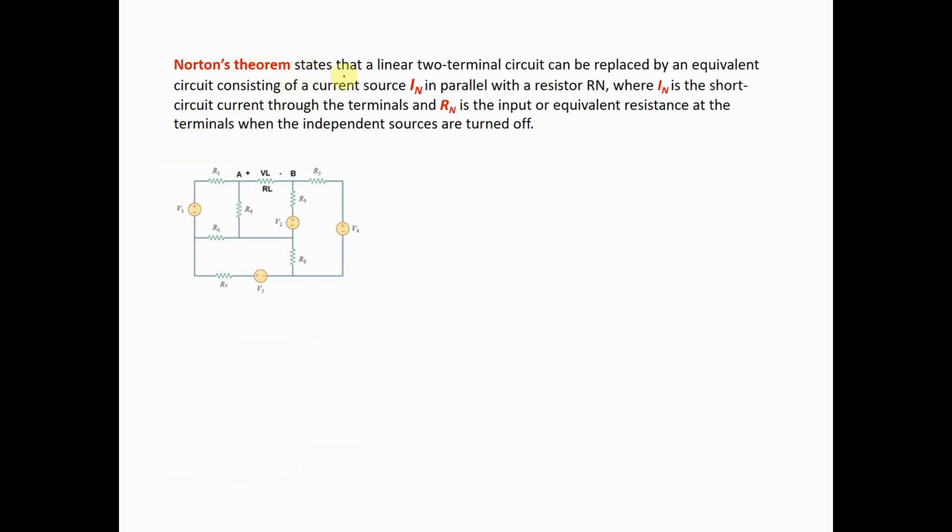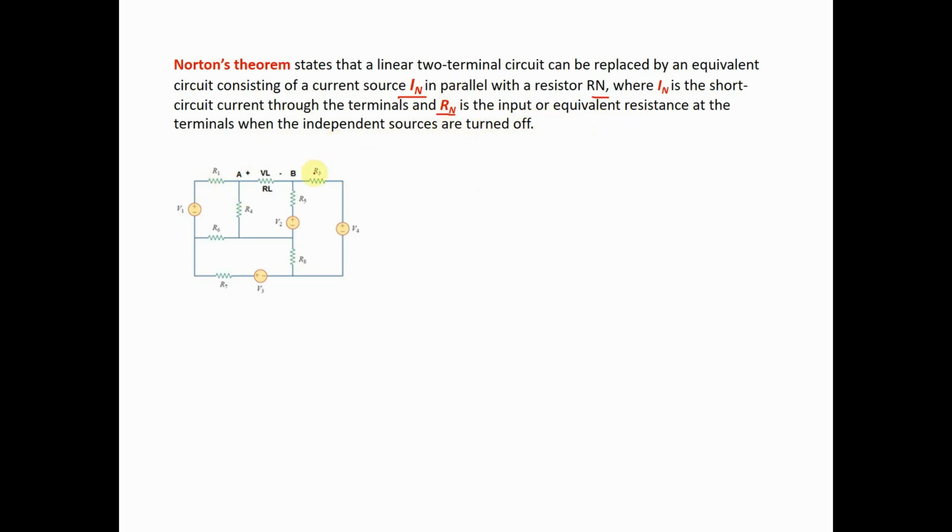Now, Norton's theorem states that a linear two-terminal circuit can be replaced by an equivalent circuit consisting of a current source, IN, in parallel with the resistor RN, or the Norton equivalent resistance, where IN is the short circuit current through the terminal and RN is the input equivalent resistance at the terminal. So you can see here that RN is equal to RTH. Again, RN is equal to RTH.